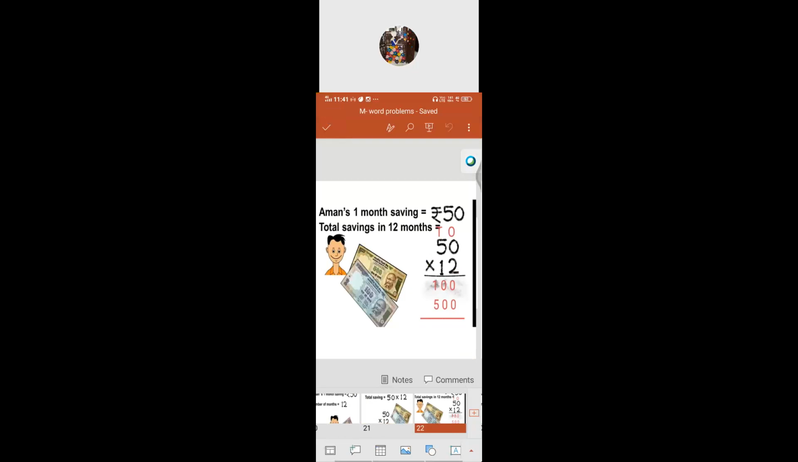They've given one month saving, so you have to find out 12 months saving. To find 12 months saving, you have to multiply the first month saving by how many months they are asking, 12 months. In this way we have to calculate. The 50 is the rupees he saved in the first month, that means 1 month. So for 12 months you have to find.